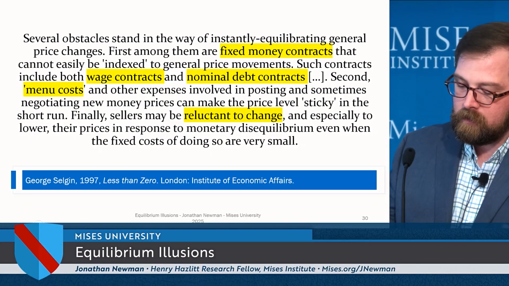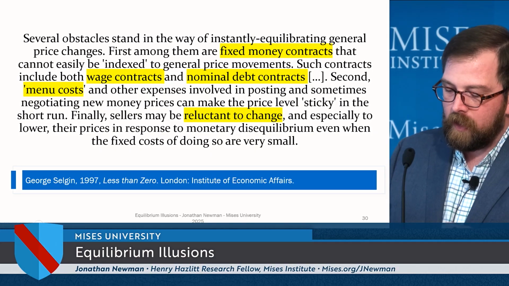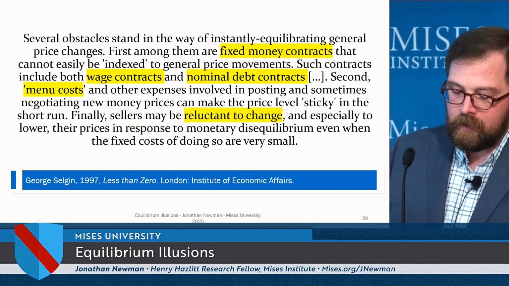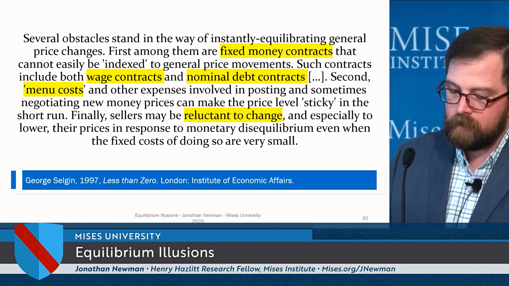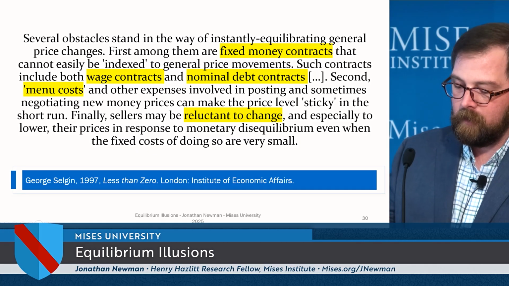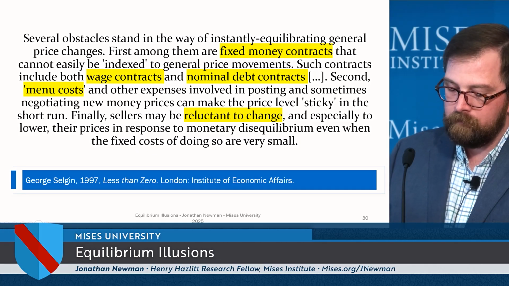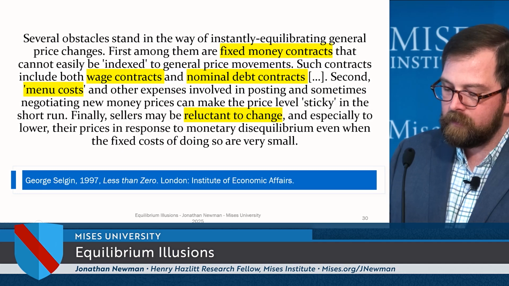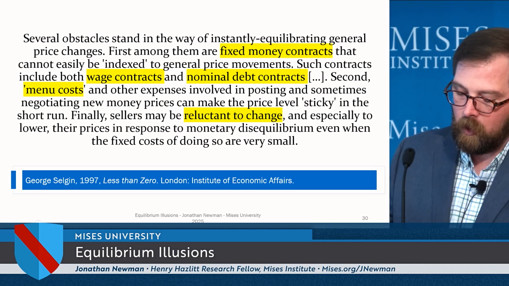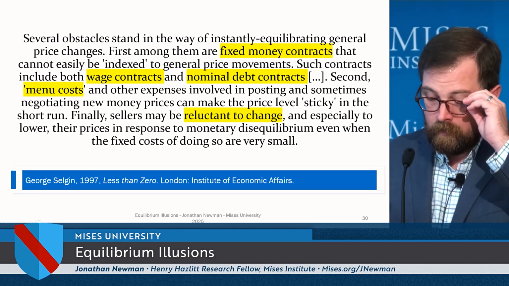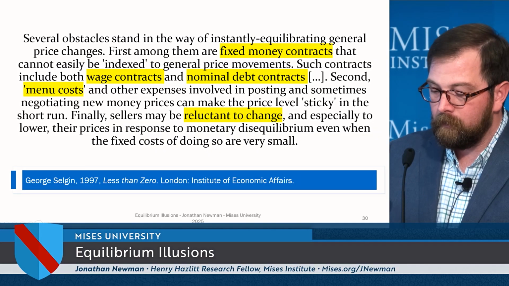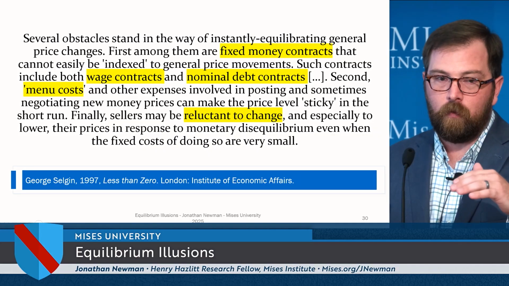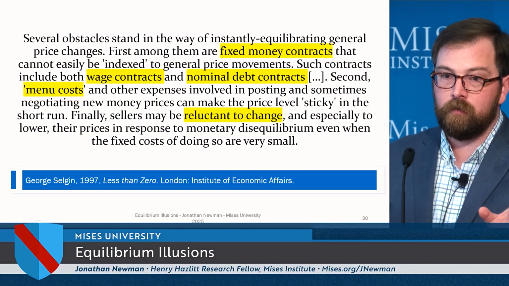He continues, such contracts include both wage contracts and nominal debt contracts. Second, menu costs and other expenses involved in posting and sometimes negotiating new money prices can make the price level sticky in the short run. Finally, sellers may be reluctant to change, and especially to lower their prices in response to monetary disequilibrium, even when the fixed costs of doing so are small. So I'll take these in order. Actually, I'll group menu costs and reluctance together.